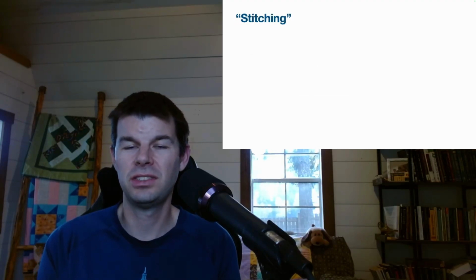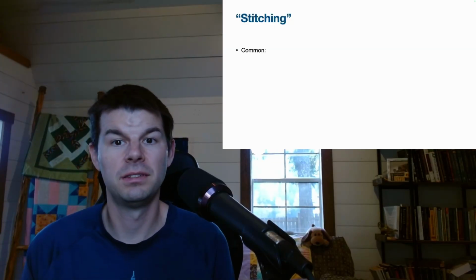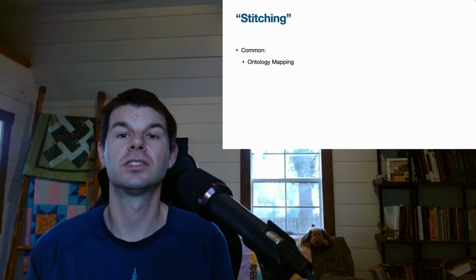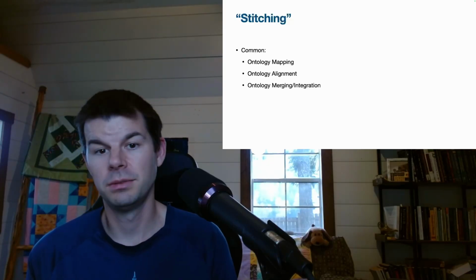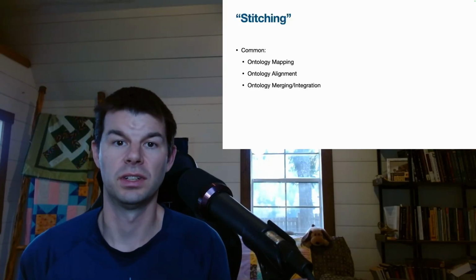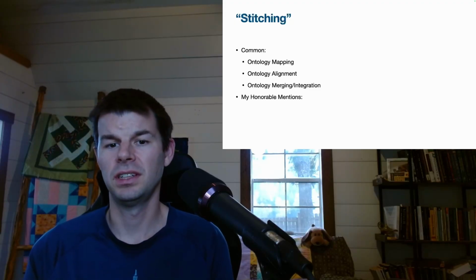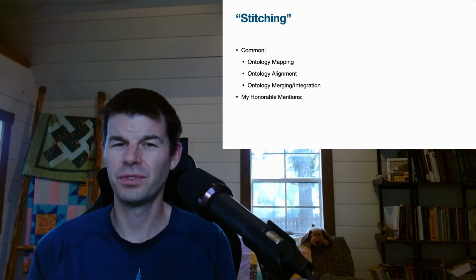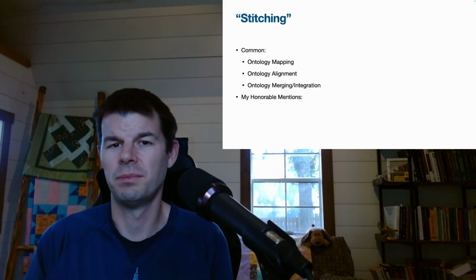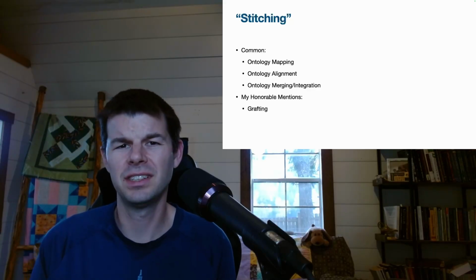Now, I use the term stitching, but I've considered a few other things, and there's a few other terms that you might hear in the industry. So in the common parlance, they might talk about this as ontology mapping, or alignment, or merging, integration of different ontologies. Personally, I considered, and I go with stitching the vast majority of the time, but there's some other good ones. I like grafting too.